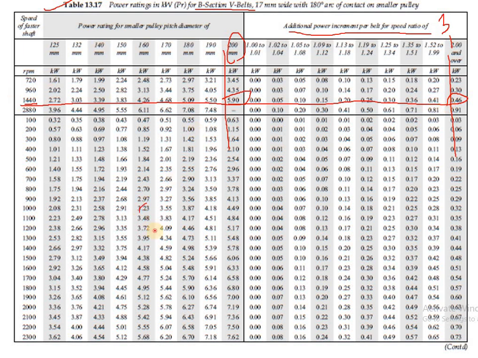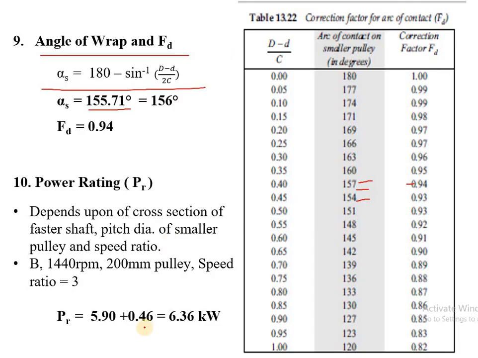So you have to add 5.9 plus 0.46, and this will be your power rating for cross section B. Here I have written PR is 5.9 plus 0.46, and the value is 6.36.